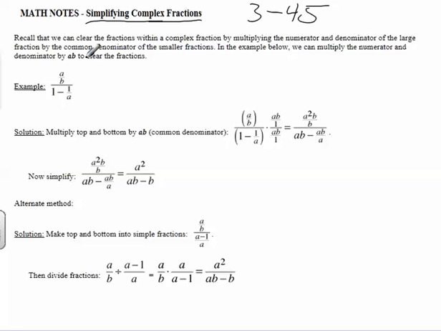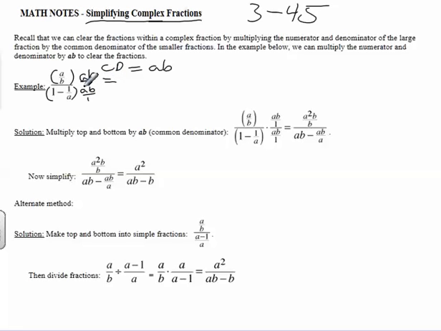Well, a common denominator would be a times b. So I'm going to use the common denominator of ab. So I'm going to multiply everything by ab. I'm going to multiply the top by ab. And to think about it easier, you could put ab over 1. I'm going to multiply the whole bottom by ab as well. Think about it as over 1.